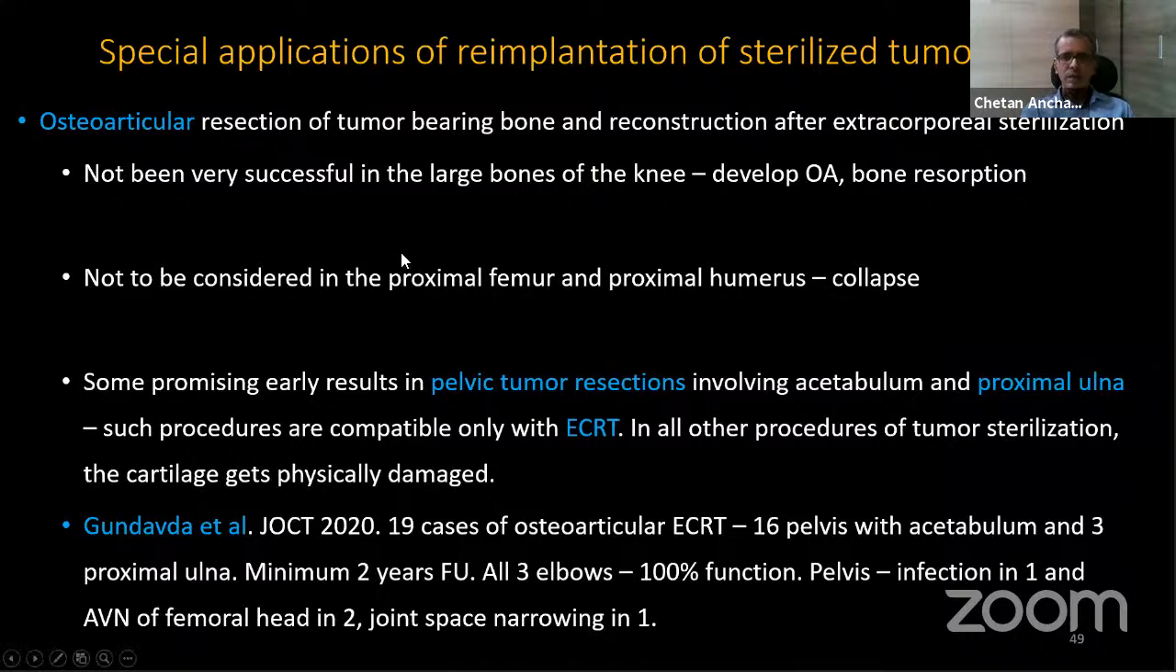There are certain special applications of re-implantation of sterilized tumor bone. People have tried osteoarticular resection of tumor-bearing bone and reconstruction after extracorporeal sterilization. It has not been very successful in the large bones of the knee. They develop osteoarthritis, bone resorption, etc. It is certainly not to be considered in the proximal femur and proximal humerus. They collapse, go into avascular necrosis.